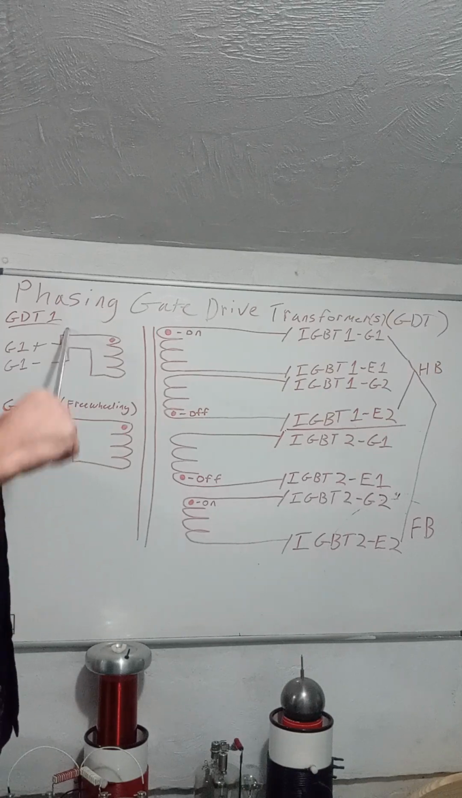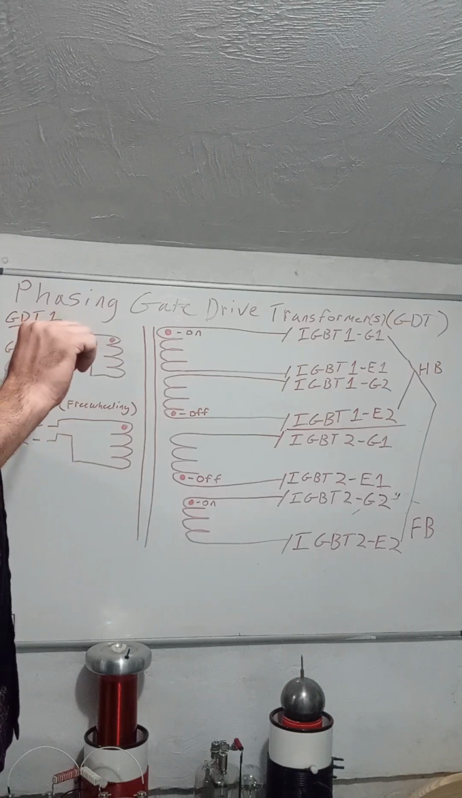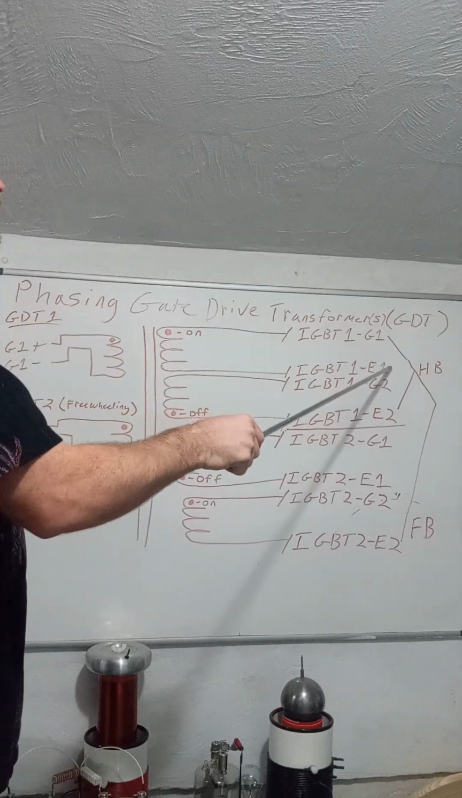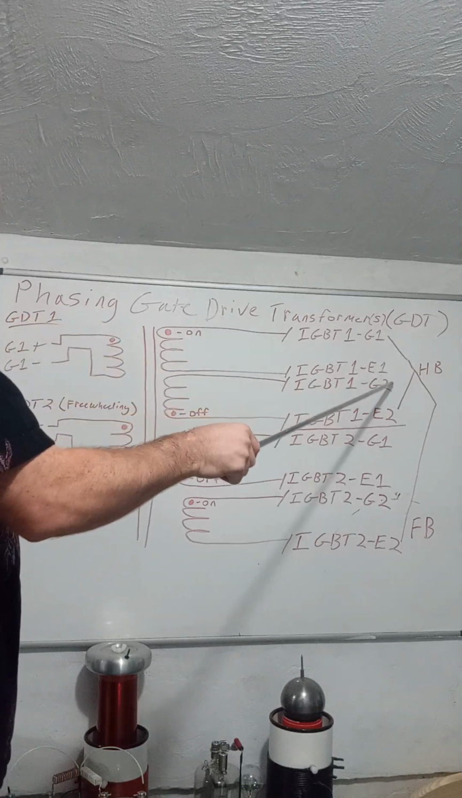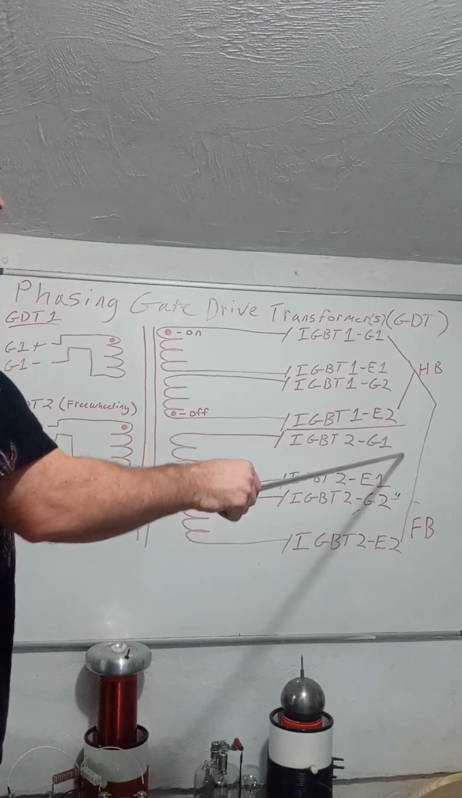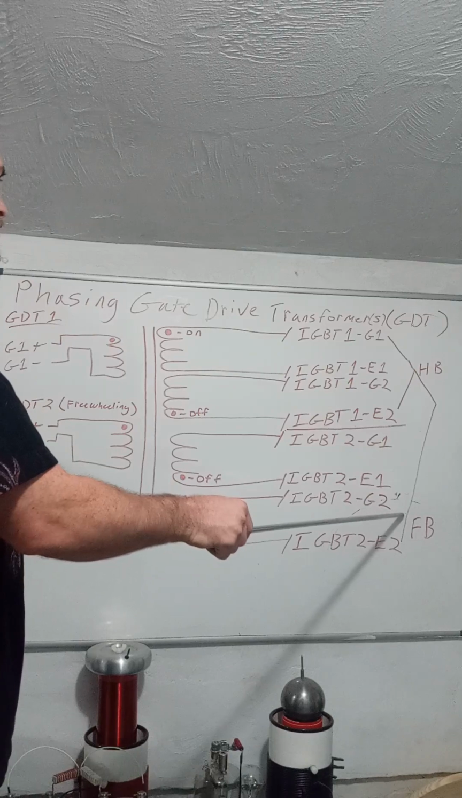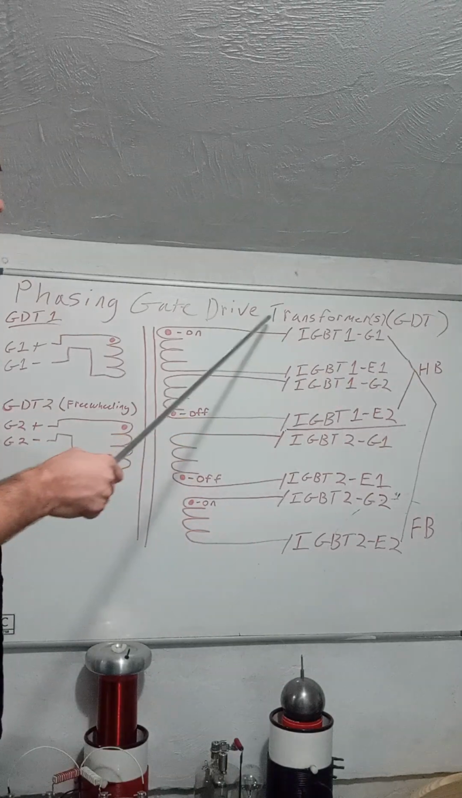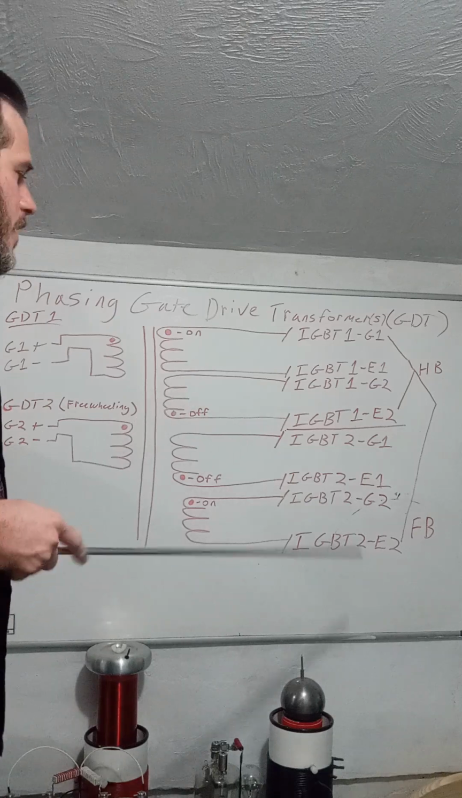One wire is going to this GDT output. So that's 1. And then you have 2, the second one going to G1, E1, the third one going to G2, E2, the fourth one going to the second IGBT at G1, E1, and the fifth one going to G2 and E2. So those all have to be phased if you're running a full bridge system.